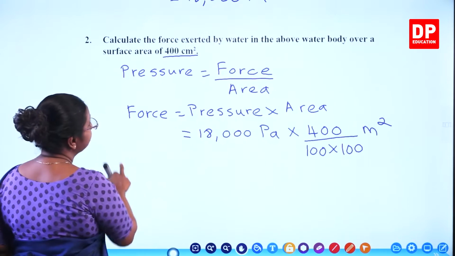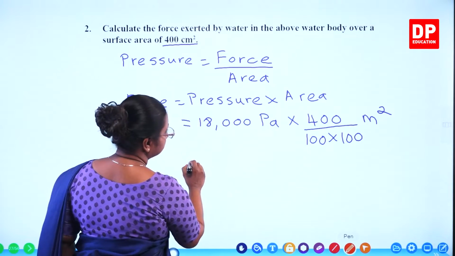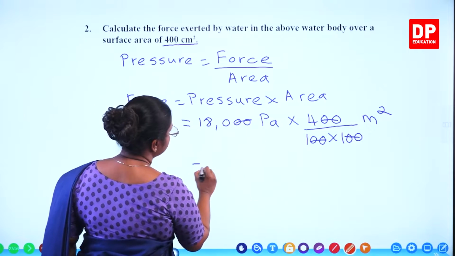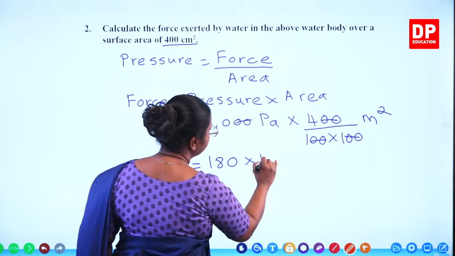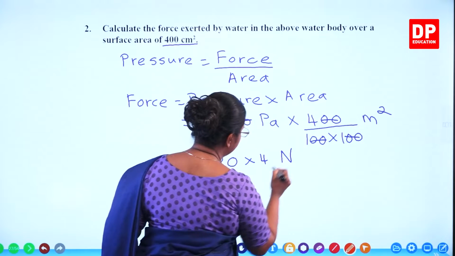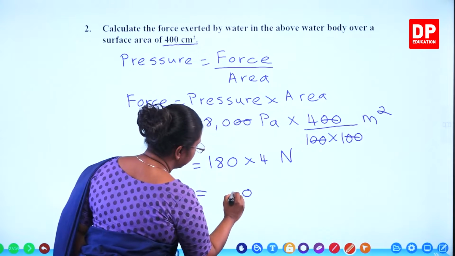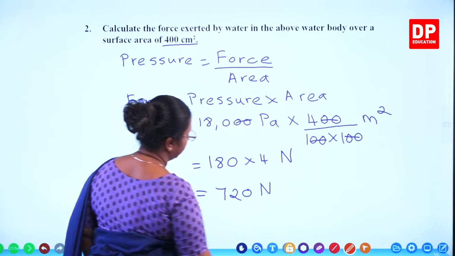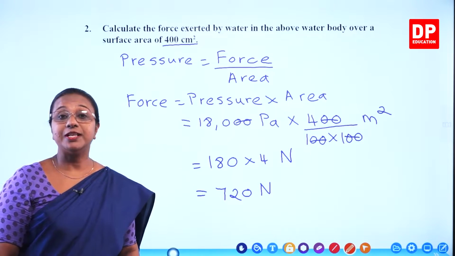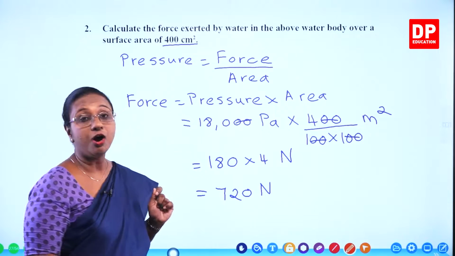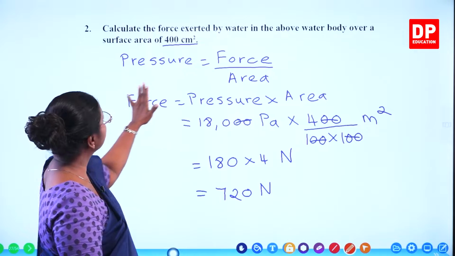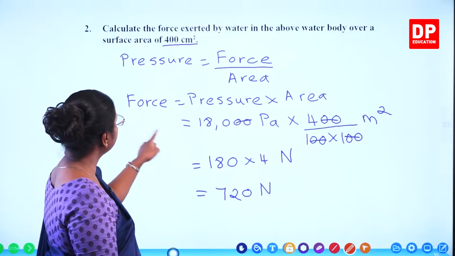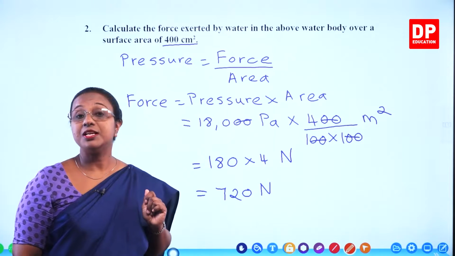Then if we simplify and get the answer, you get 180 into 4 Pascal into meters. It will be in newtons. So the answer will be 720 newtons. So 720 Newton is the force exerted over an area of 400 centimeters square. To relate pressure with force, we need to use this equation: pressure equals force over area. You rearrange it, so force will be equal to pressure into area.